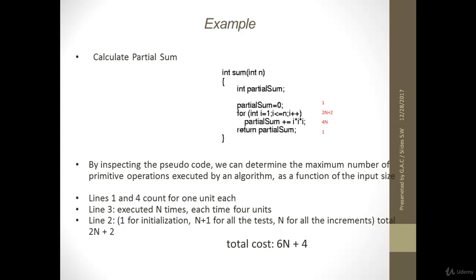Since the condition is checked n plus 1 times, we have n plus 1 for all the tests and n for all the increments. The increment will happen n times. If you carefully analyze the for loop, you can see the initialization will happen once, checking the condition will happen n plus 1 times, and the increment i plus plus will happen n times. Therefore the total is 2n plus 2. If we add these things together, we get 6n plus 4.